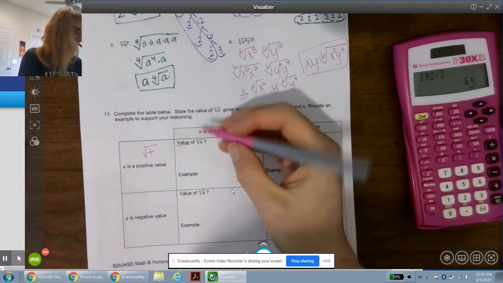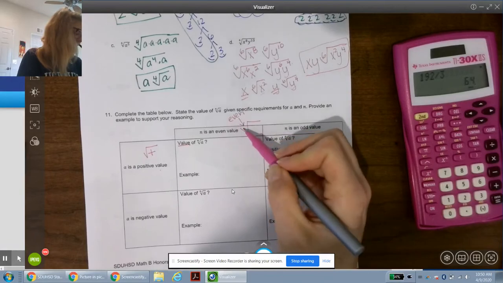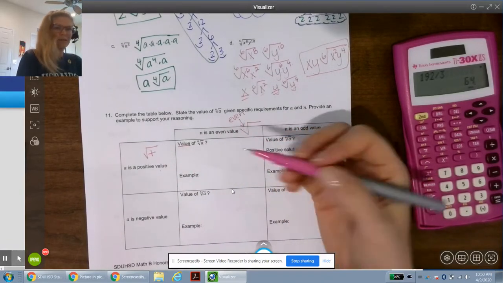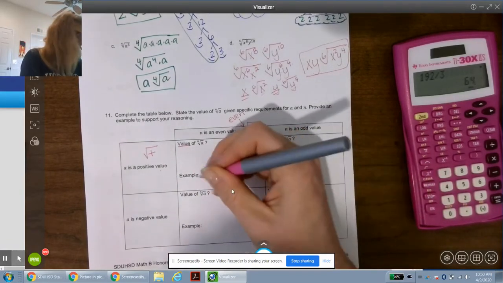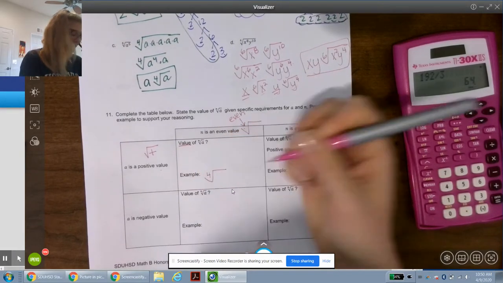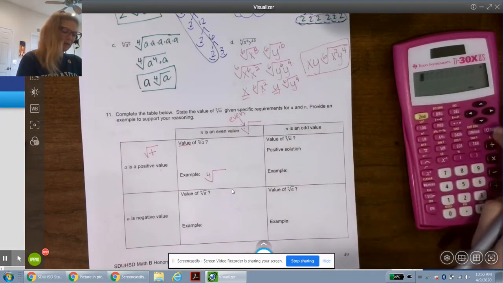So taking a look here, if you have an even index and a positive number, okay, so give me an even number. 4, perfect, great number. Over a positive number, let's think.